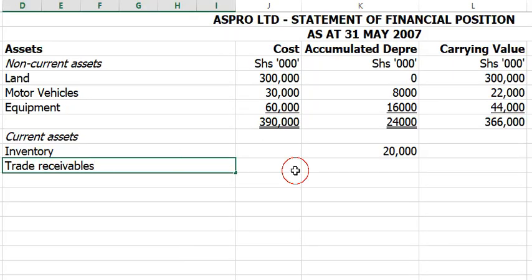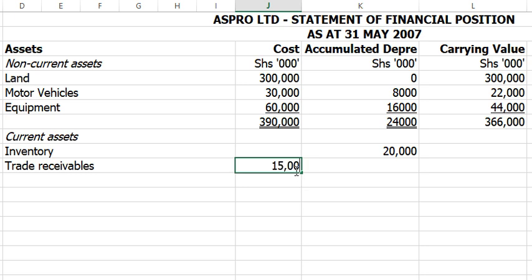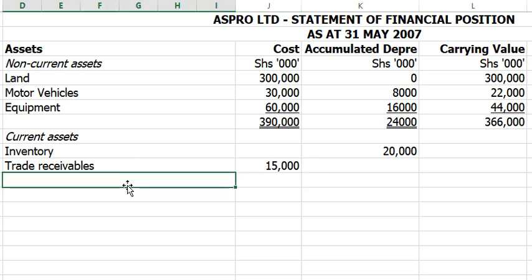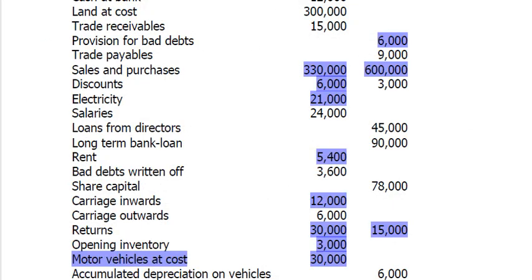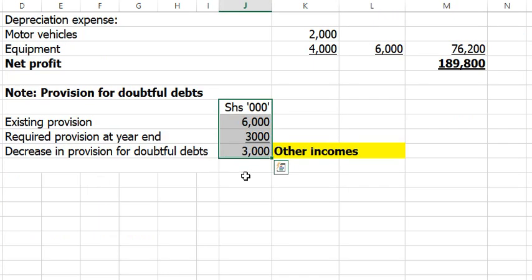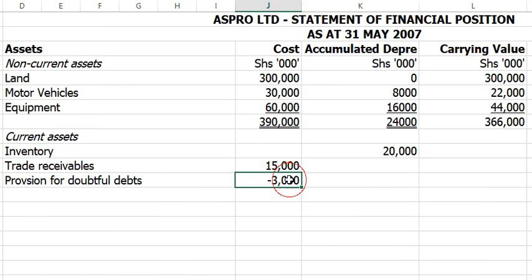So trade receivables, we have 15,000. Then we less the provision for doubtful debts, that is 3,000. Don't forget the closing year provision, the provision that is required at the end of the year. It is 3,000. So you have to minus that from the trade receivables balance as at the end of the year, and when you minus, you come up with a net receivable figure of 12,000.